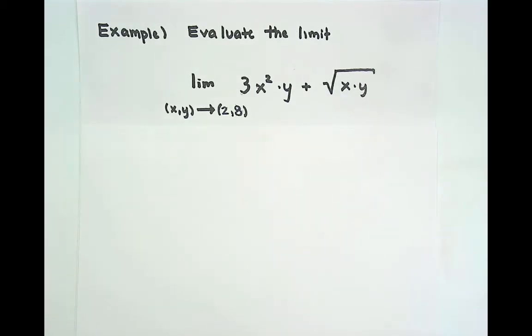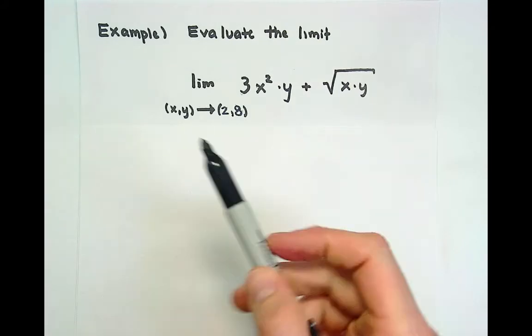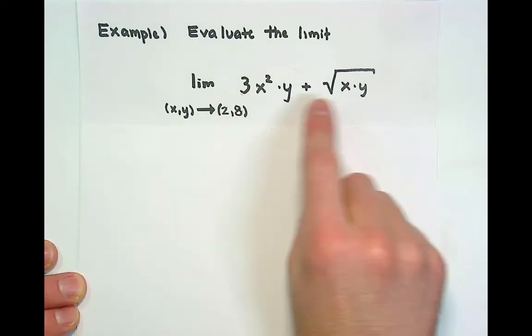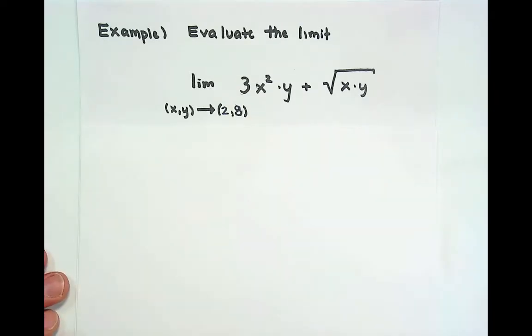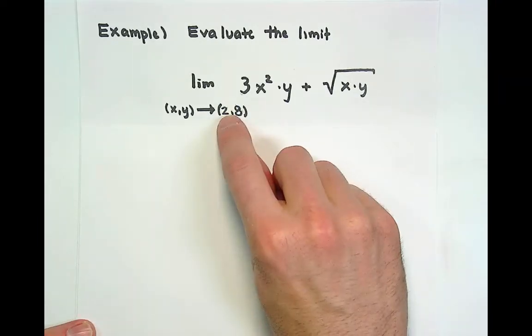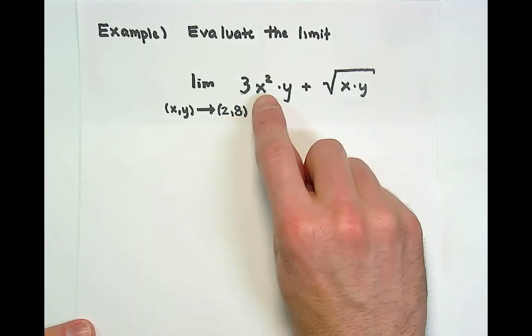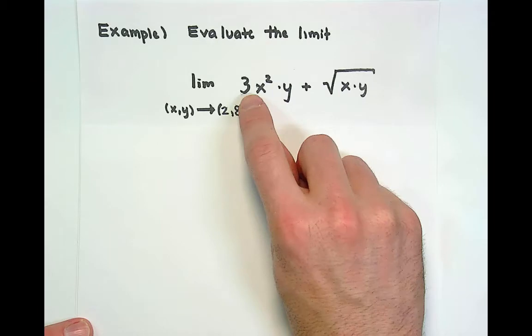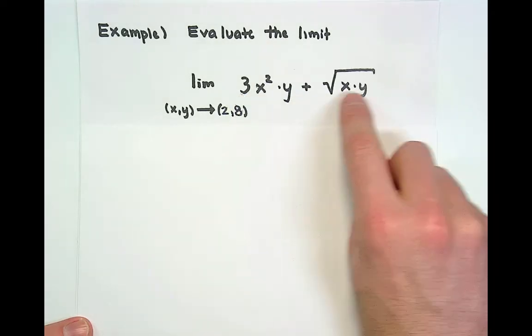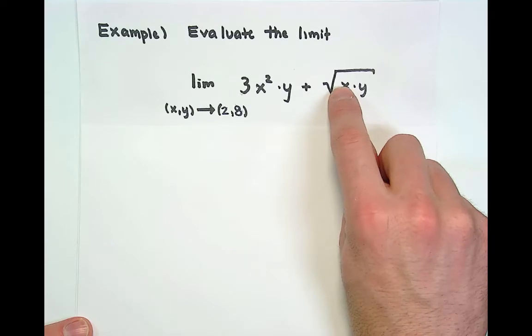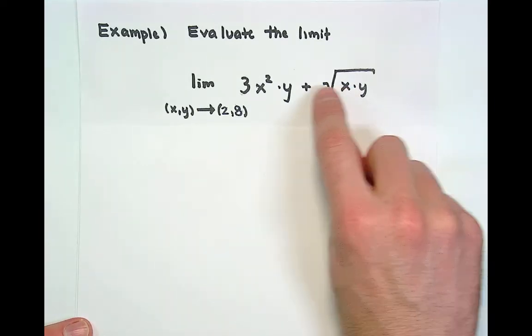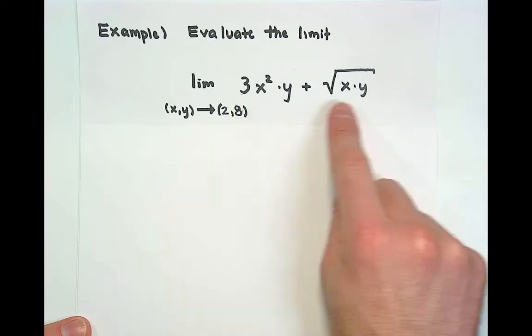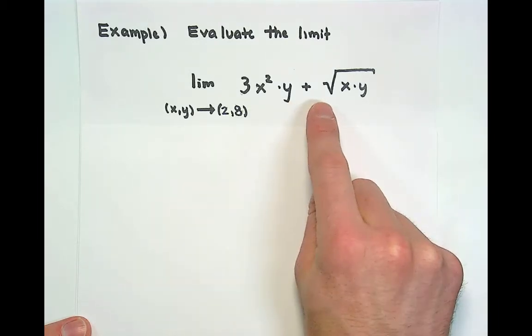Before we actually begin this solution, let's take a look at the behavior of this function at this input point. If you evaluated x equal 2 and y equal 8, you might say to yourself, 2 squared is 4, times 8 is 32, times 3 is 96, and then 2 times 8 is 16, square root of 16 is 4, plus 96 is 100. There's no problem with the actual evaluation, and later in this lesson we're going to call this continuity.